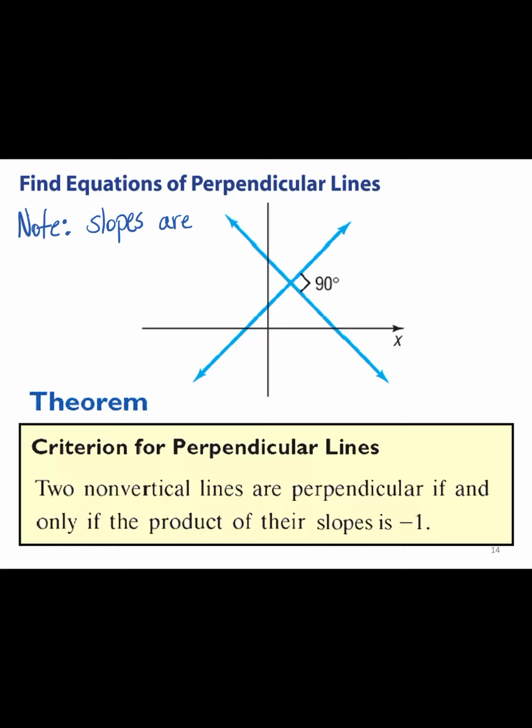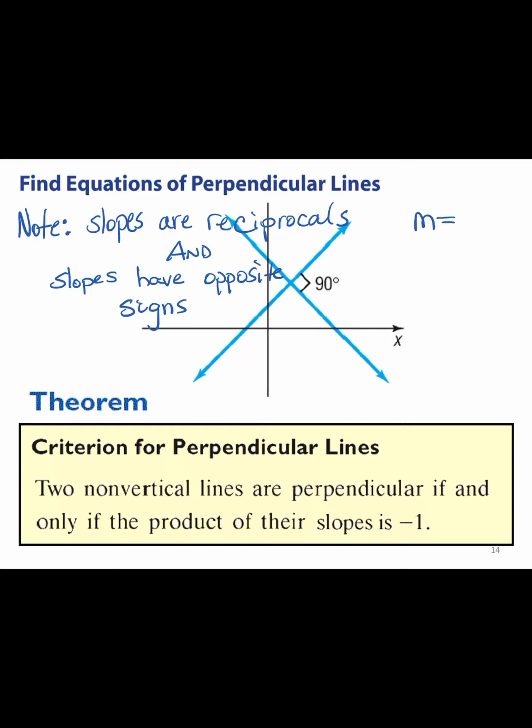slopes are reciprocals, and slopes have opposite signs, meaning one of them is positive, the other is negative.